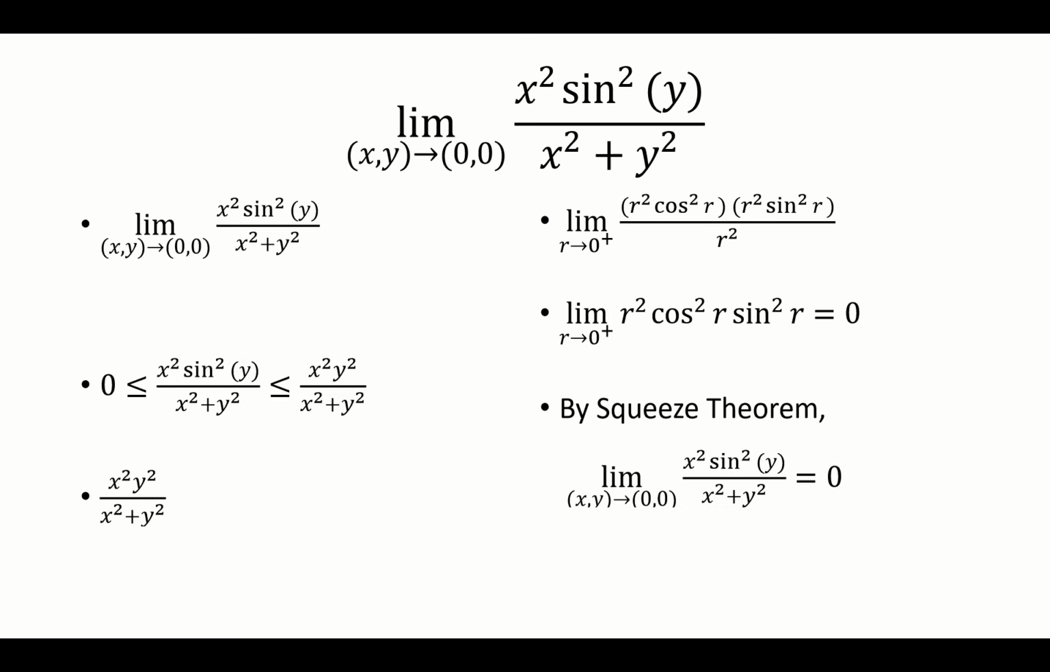So by the squeeze theorem, we know that the lower bound, which is 0, has limit 0. The upper bound, which is x squared y squared over x squared plus y squared, approaches 0. Therefore, our original limit has to go to 0.